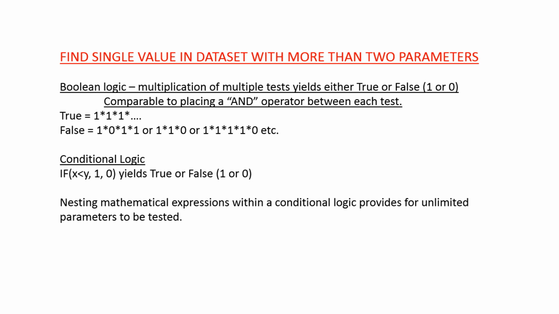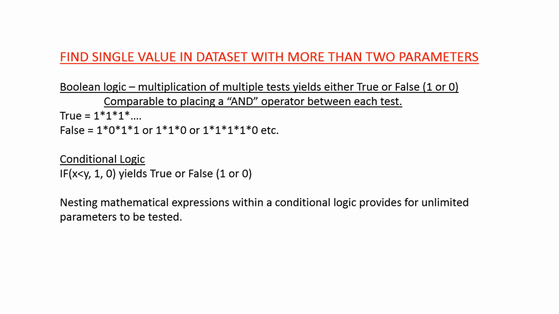And here again, I can change the position of that false, and it doesn't change the result. I can have more than one 0 in there, but as long as I have one 0 and I'm multiplying all these together, the result is always 0, therefore it's always false.